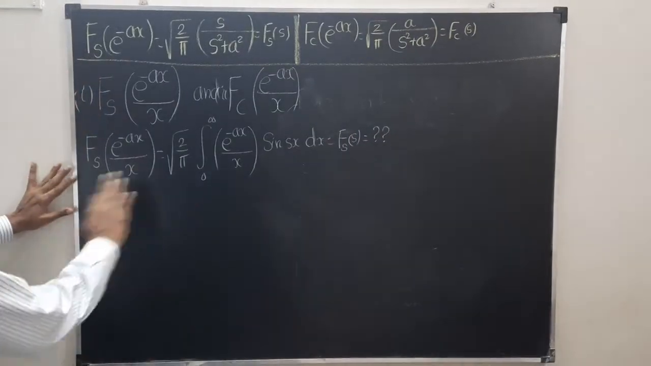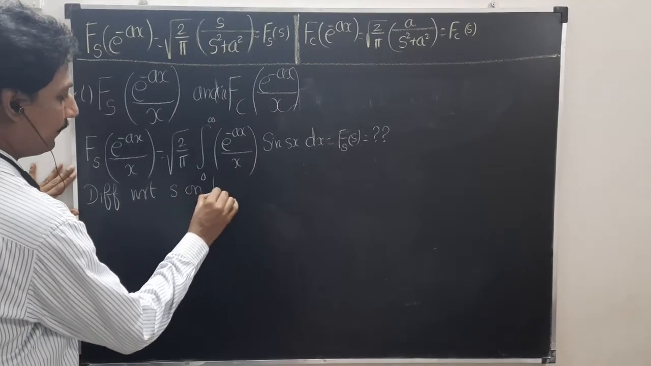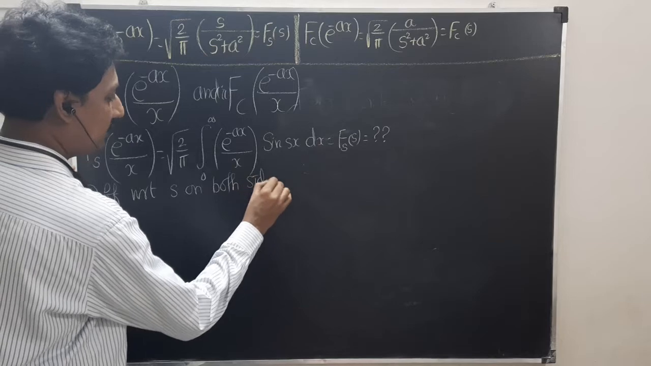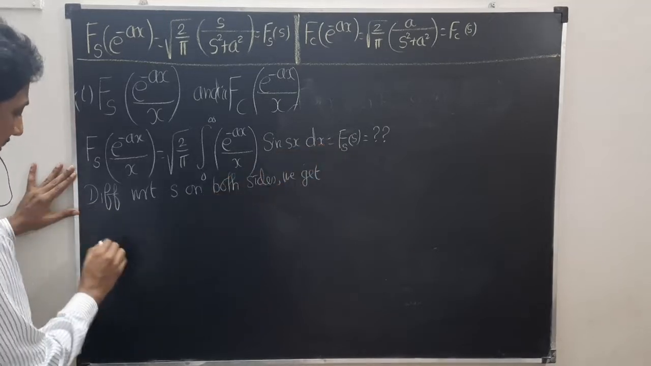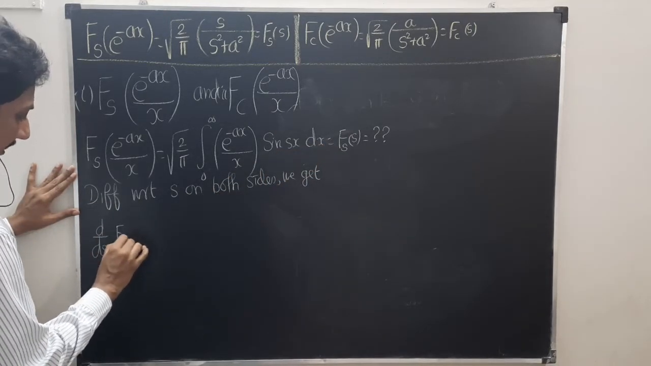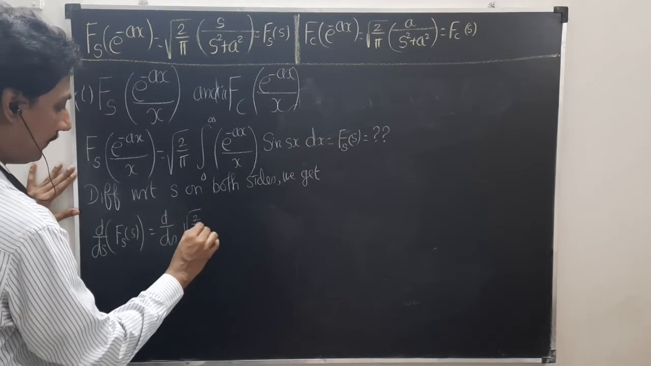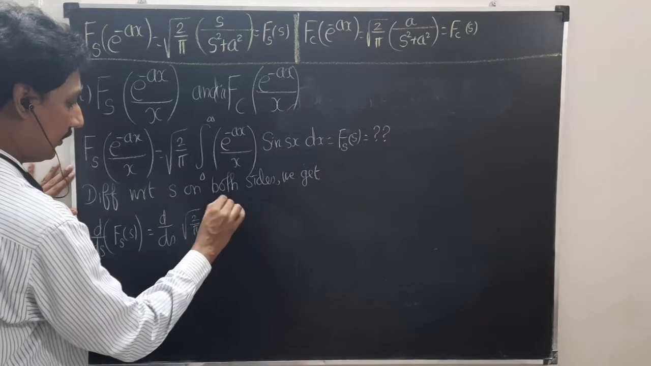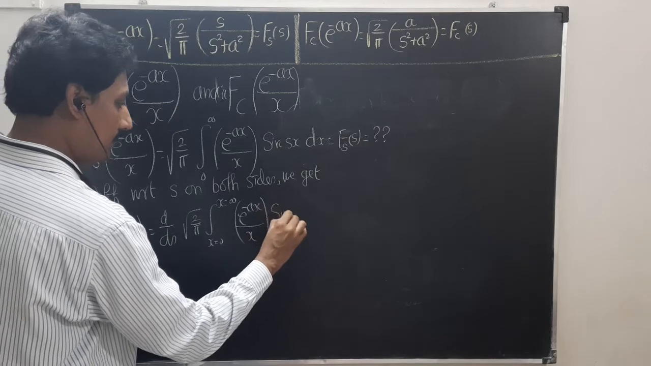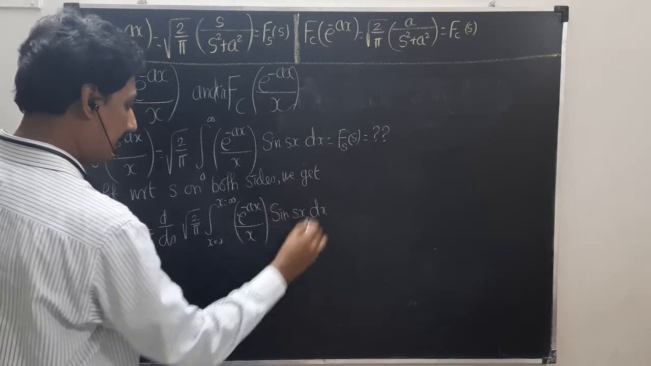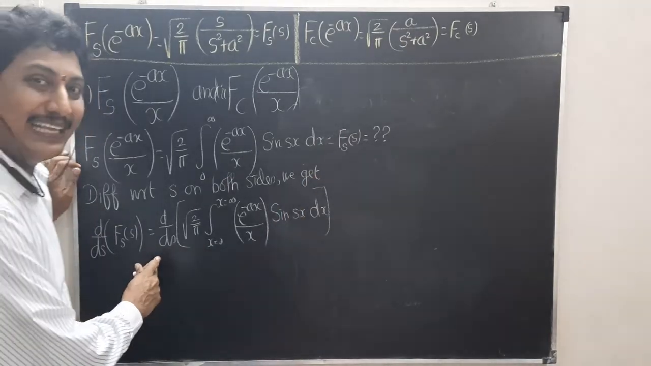Now, differentiate with respect to s on both sides. The left hand side becomes d by ds of f s of s, which is equal to d by ds of square root of 2 by pi, integral x equal to 0 to x equal to infinity, e to the power minus ax by x into sine sx into dx. Here the integrating variable is x, and the differentiating variable is s.